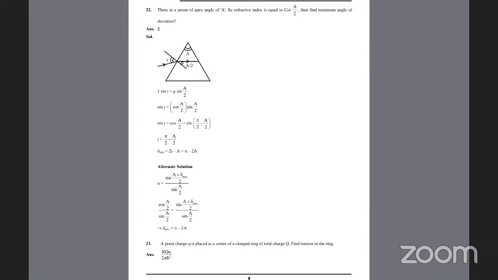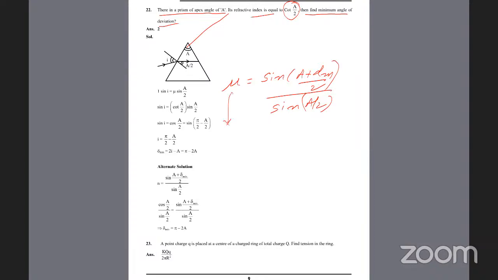Look at this one. There is a prism of apex angle A, refractive index cot A by 2. Find the minimum angle of deviation. So here you can directly use the refractive index mu is equal to sine of (A plus Dm) by 2 divided by sine A by 2. So if you apply it, mu is nothing but cot A by 2.